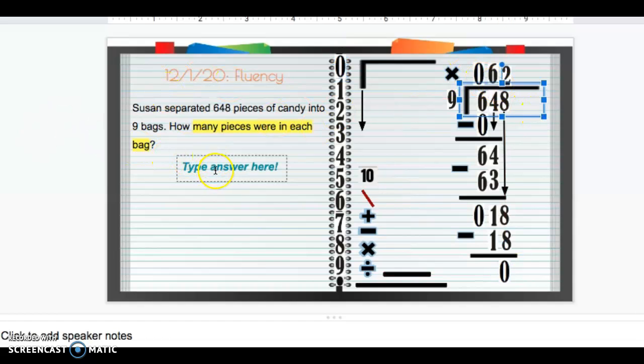So how many pieces of candy were in each bag? You would say 72 pieces of candy. And that's fluency for today.